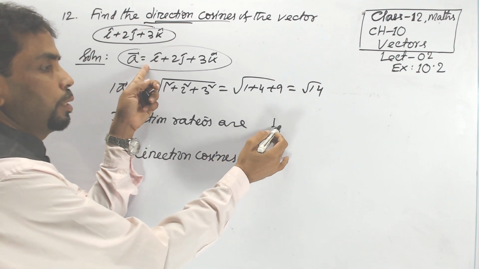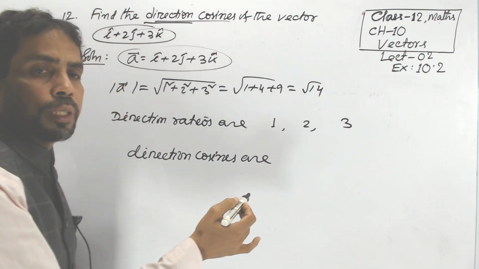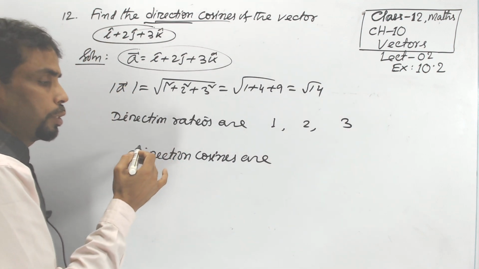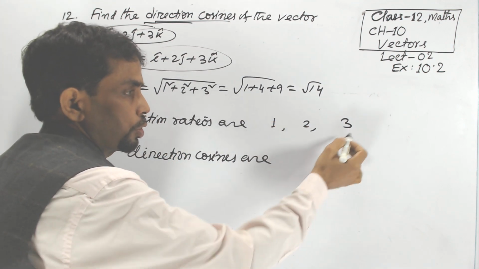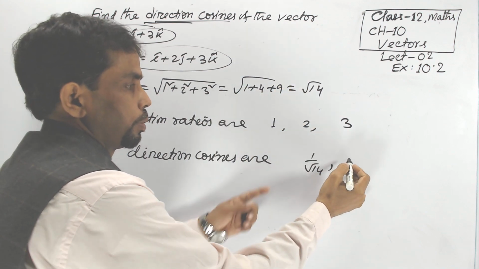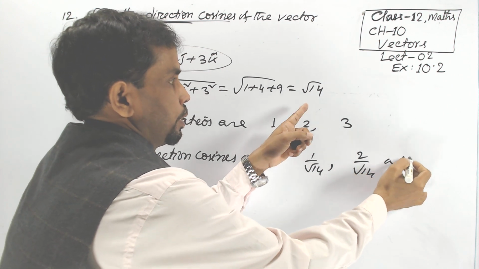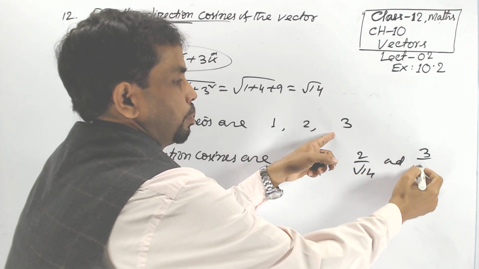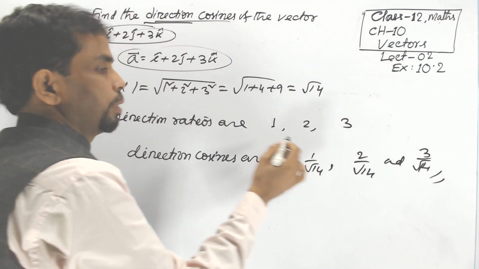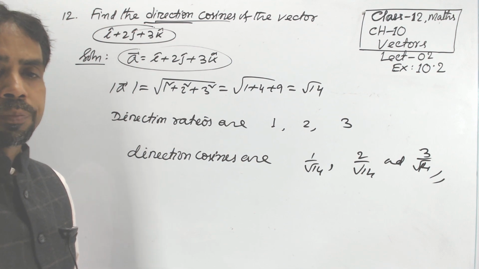Coefficient of i is 1, coefficient of j is 2, coefficient of k is 3. So these are the direction ratios of the vector. And direction cosines are only the direction ratios divided by the magnitude. That means 1 by magnitude, 2 by magnitude, and 3 by magnitude of the vector. So this is how we find the direction ratios and direction cosines of a vector.